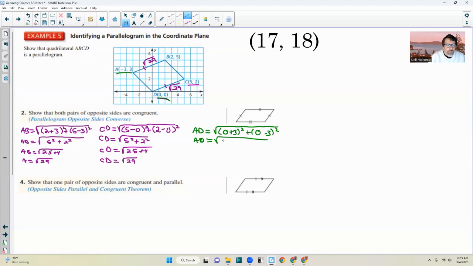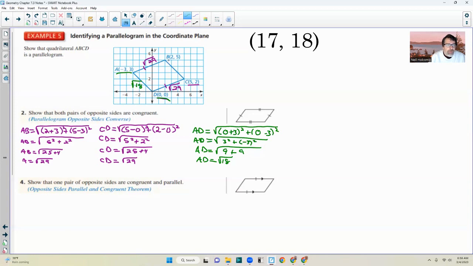equals 3 squared plus 3 squared, because negative 3, 0 minus 3 is negative 3. I should actually write that. It's not 3 squared, it's negative 3 squared. 0 minus 3 is negative 3. All right, AD equals the square root of 3 squared plus negative 3 squared. So AD equals the square root of 18. So this is the square root of 18.